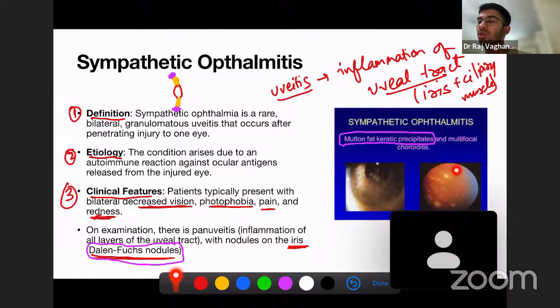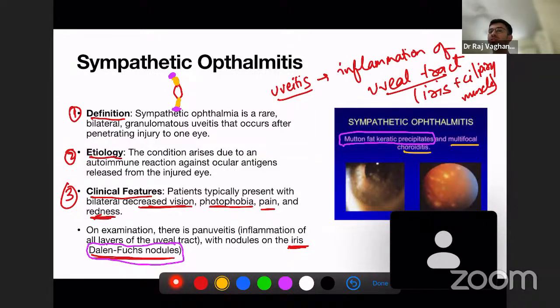You can see here, this is choroiditis. That means inflammation of the choroid layer of the eyeball. The eyeball has three layers: sclera, choroid, and retina. The outermost is the sclera, the middle is the choroid, and the innermost is the retina. So the middle layer is getting inflamed, and you are having multifocal choroiditis. That is one feature.